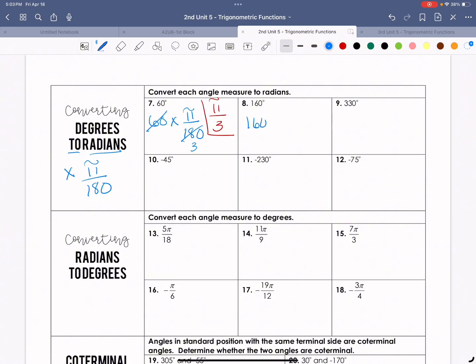Okay. All right, now let's look at number 8. We've got 160. We're going to radians, so we're going to multiply that times pi over 180. Now the 160 and the 180 will both reduce by 20, so that will leave us with 8 pi over 9. All right, for 330 degrees to radians, we're going to multiply 330 degrees times pi over 180, and these will reduce down to 11 pi over 6.